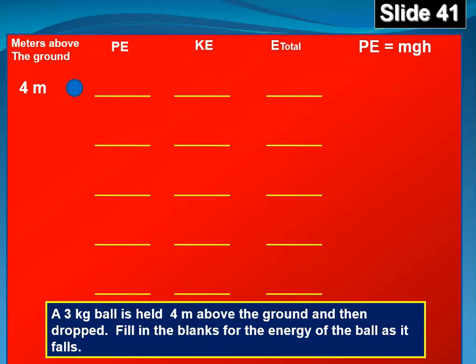If the ball is being held at the beginning, that means it has no kinetic energy. So all of the energy in it is potential energy. It's energy that could be converted into kinetic energy, but it has not done so yet.